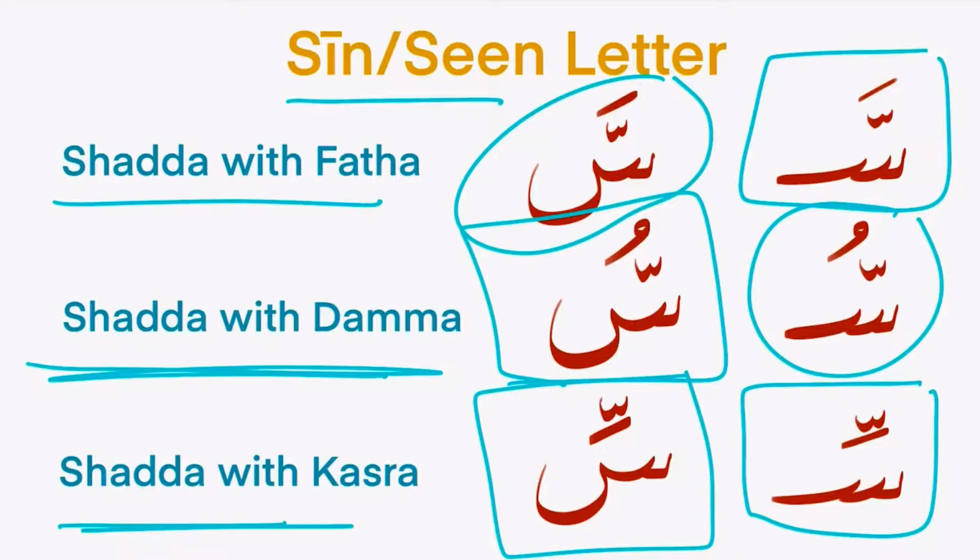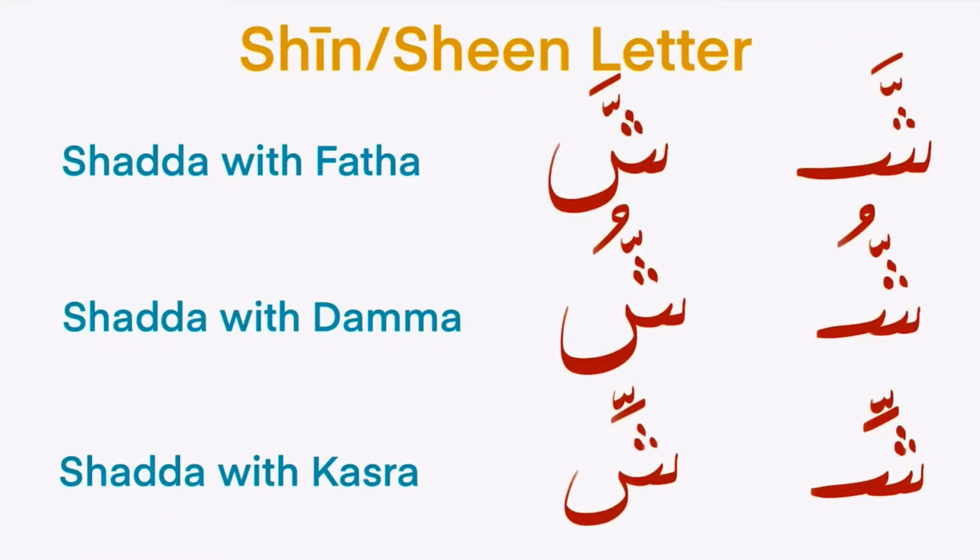What about the Shīn letter? Just like this one, you just need to add the 3 dots on top of the Sīn letter to make it a Shīn. Let's go there. The Shīn letter. Shadda with fatha.